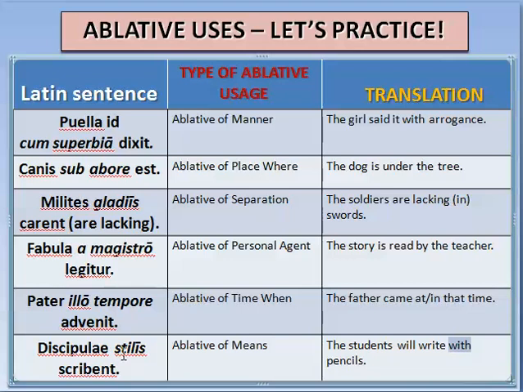You just have to recognize that an object or something like that is in the ablative, and it's how the work or the action is being performed, or in what way it's being performed, with what object. Okay, so there you go. The six ablative uses in Latin grammar in all their glory.